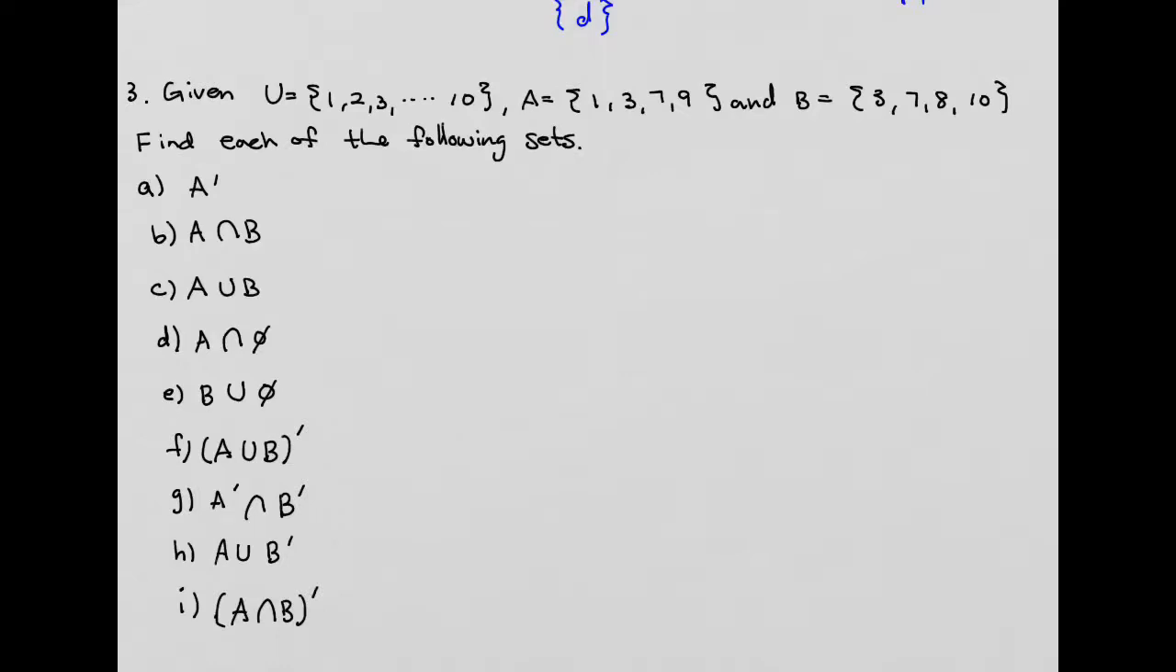Example 3, given the universal set being 1 through 10. So all the natural numbers 1 through 10. And A is going to be 1, 3, 7, 9. It looks like the odd numbers without 5. And then B is going to be 3, 7, 8, 10. And see if we can find each of the following sets. The first one is easy. So set A is 1, 3, 7, 9.